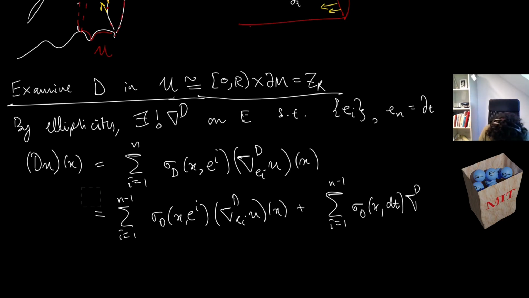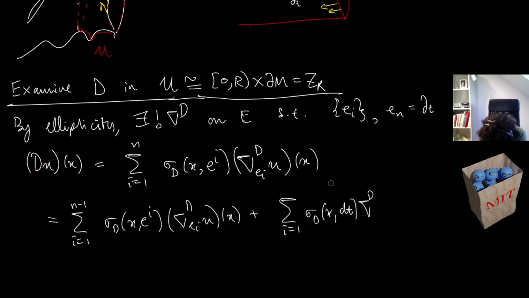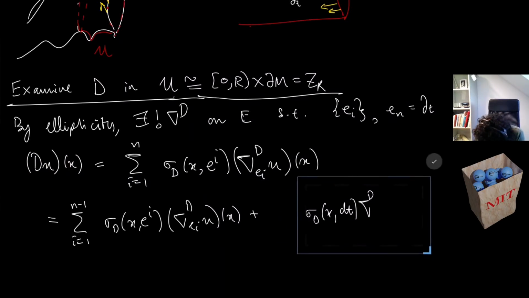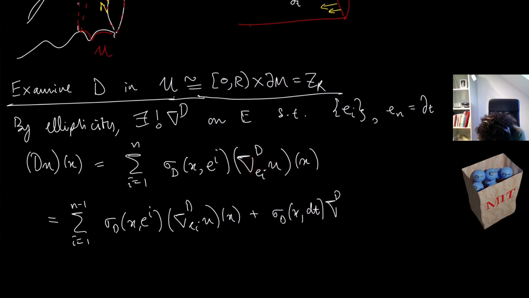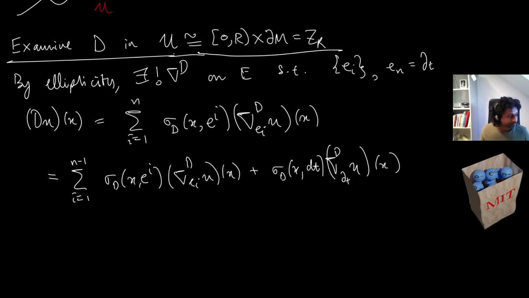Okay, maybe I need to move. I need to make some more room. Oops. N minus 1. Actually, I have no sum here, so what am I doing? No sum here. This is partial t of u at x. Okay, good. So now what am I going to do?